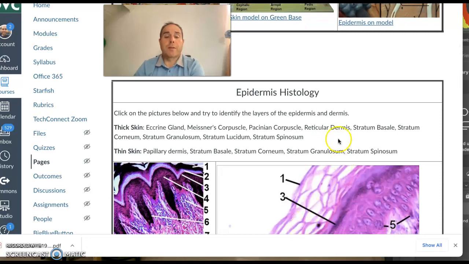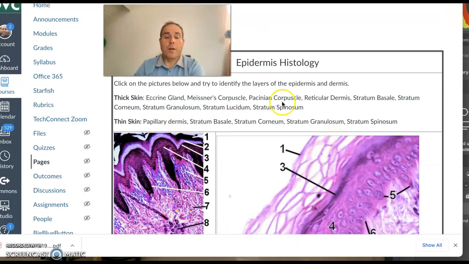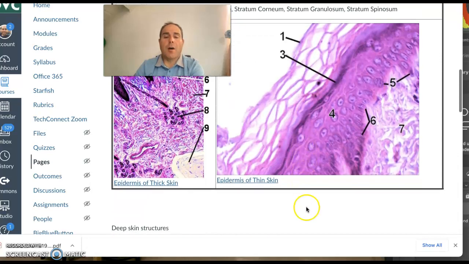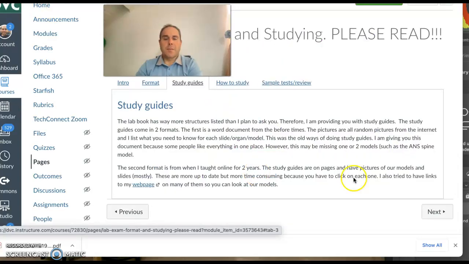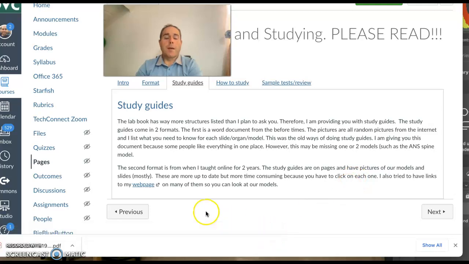And since we have histology, it also lists what you need to know for histology. And all the histology on the lab exam will be printed out pictures from Google Images. So this is actually my photo. I'm very proud of it. It would be a picture like this, so you're not going to look through a microscope. So what is structure 1? Stratum corneum. What is structure 6? Stratum basale.